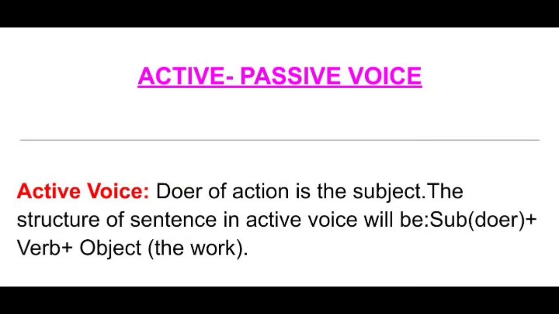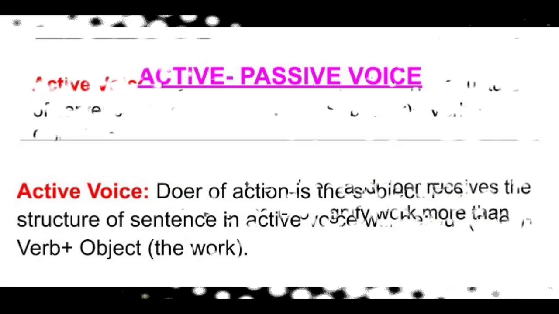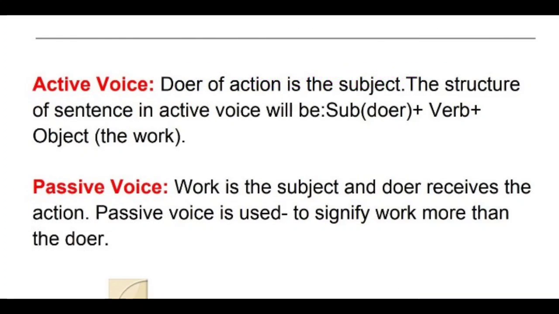The structure of sentence in active voice will be doer, that is the subject, plus action, that is the verb, plus object, the work. So this is the pattern and the structure of sentence for active voice, as we saw in the video. So in passive voice, the work is the subject and the doer receives the action. So the passive voice is used to signify work more than the doer.